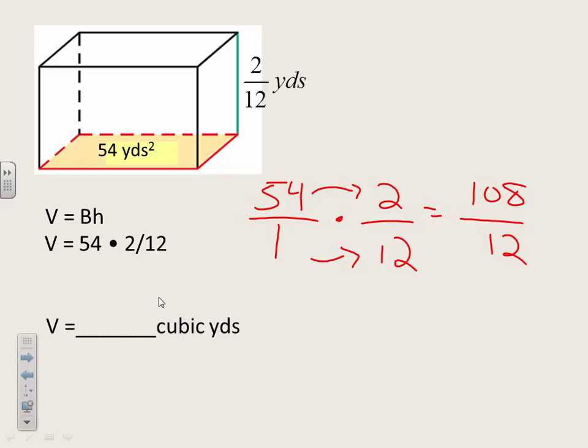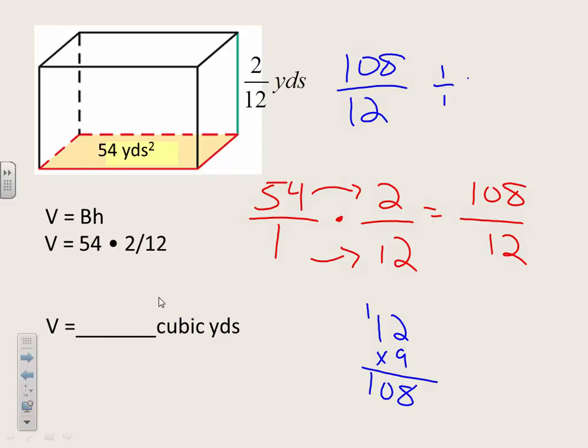Remember, we said anything that's a fraction looks very much like the division sign. We can divide that top number by the bottom, that numerator by the denominator. And we can see how many times 12 goes into 108. Some kids will say 2 times 9 gets me 18, so let's try 12 times 9. However you do that, look at that. That gives us 9 cubic yards.